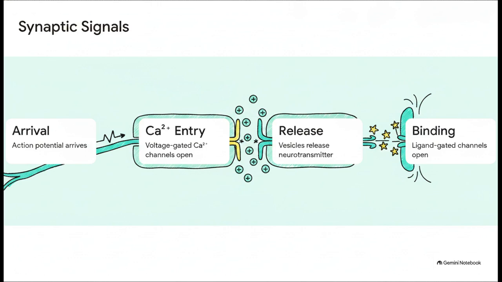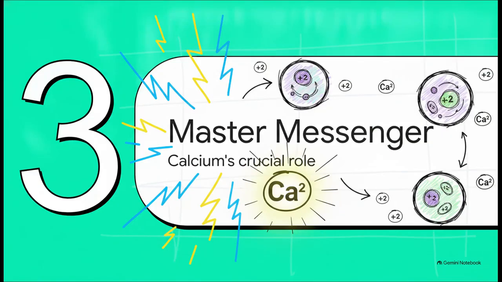Those chemicals float across, bind to ligand-gated channels on the next cell, and prop them open. Just like that, an electrical signal becomes a chemical one and then immediately becomes electrical again. Let's dive into Section 3, calcium, the master messenger.